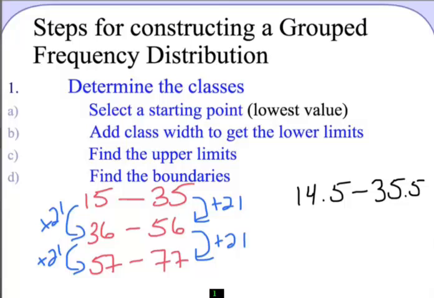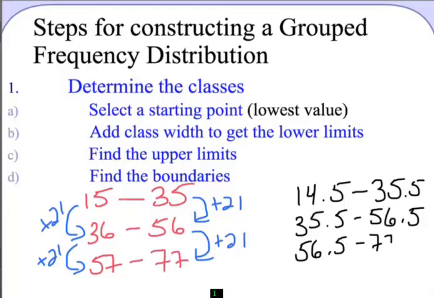Then, looking at my next class, it would be 35.5 to 56.5. Then 56.5 to 77.5. These are my class boundaries. These are my class limits. Lower limits, upper limits.